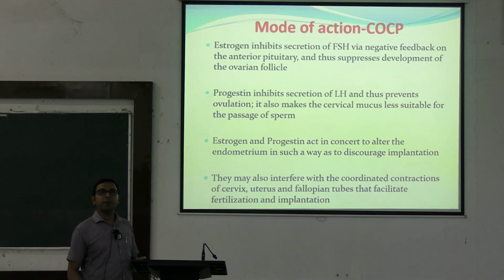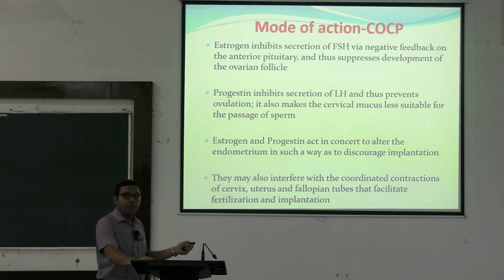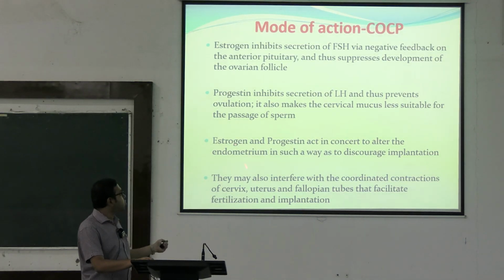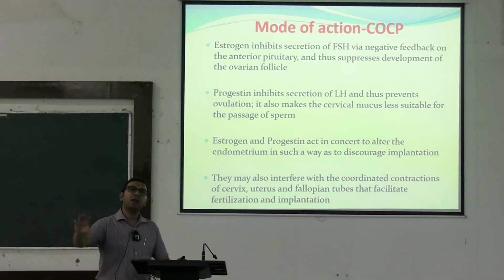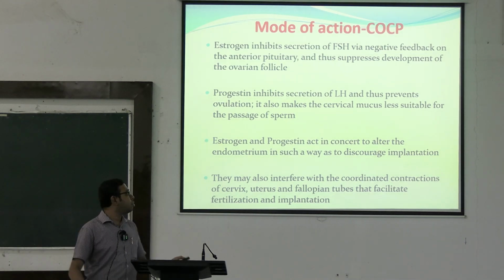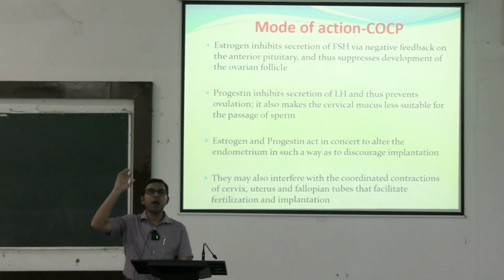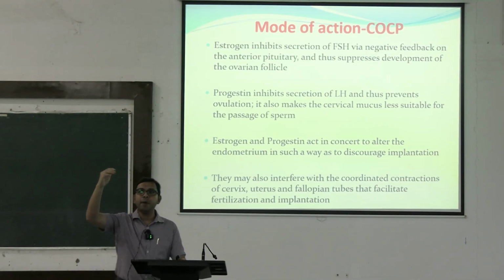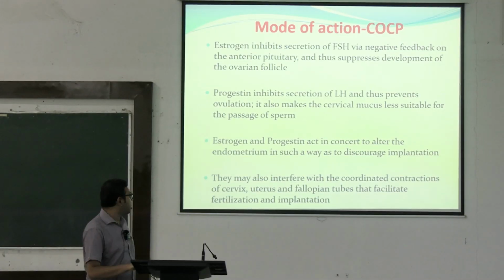Progesterone inhibits the secretion of the LH and thus prevents the ovulation, and it makes the cervical mucus less suitable for the passage of the sperm. Okay. Estrogen and progesterone also act in concert to alter the endometrium in such a way to discourage the implantation. So even if ovulation happens, even if fertilization happens, there will be discouragement in the implantation. So in the different steps, there will be checks when we are using the combined oral contraceptive. So even if one escapes, in the next step that can be blocked. The mechanism is like that.